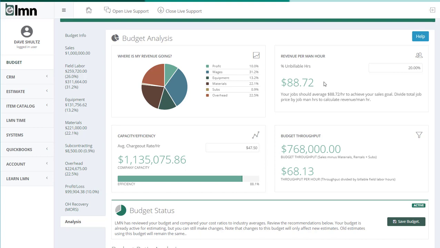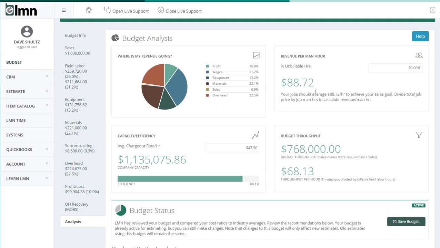That is how much total revenue each person needs to generate per man hour in order to hit your sales goal. So what does revenue per hour mean? Well, this is not your rate per labor hour. What this means is you're going to generate some revenue from your labor rate per hour, maybe it's $40 or $50 an hour per person for your crew. But on top of that, they're going to install materials in those hours. They're going to use equipment in those hours. You're going to recover overhead in those hours, and profit.